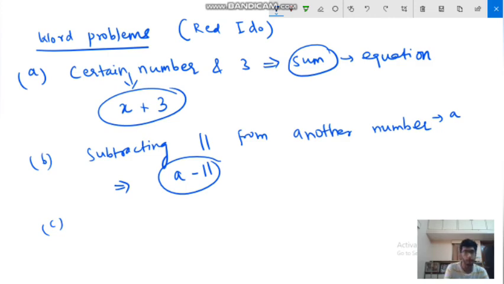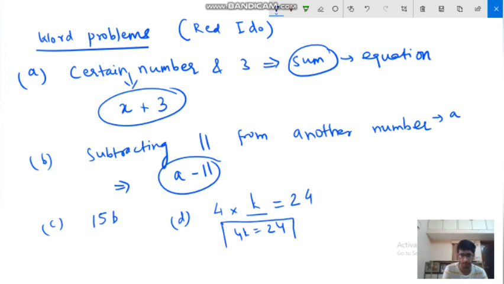Then the product of 15 and another number, मतलब 15 को multiply कर रहे हो दूसरे number से. For example, b is my another number, that is a variable that I don't know, that is 15b. And another is 4 times a number is 24. So let that number be k. So 4 times k is equal to 24. This is an equation. Okay, take good 20 seconds to note it down. Okay, pause the video.